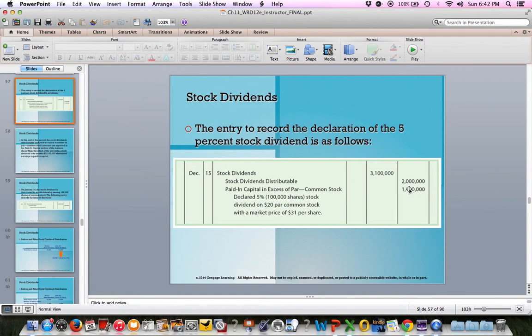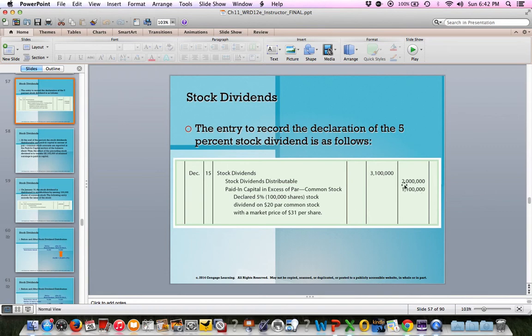And then anything above and beyond that. The par value was 20, so it's 100,000 shares times 20, my 2 million. But remember that the shares had a market price of 31, and so that extra $11 times 100,000 is the 1.1 million. So we have to keep in mind par value and what the market value was on the date of the declaration. Both those things affect my journal entry.